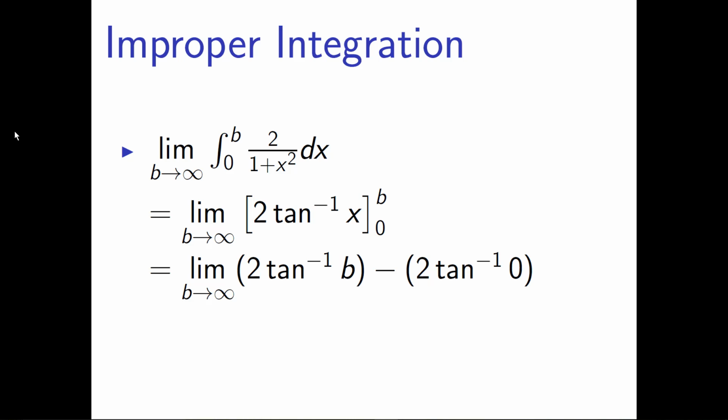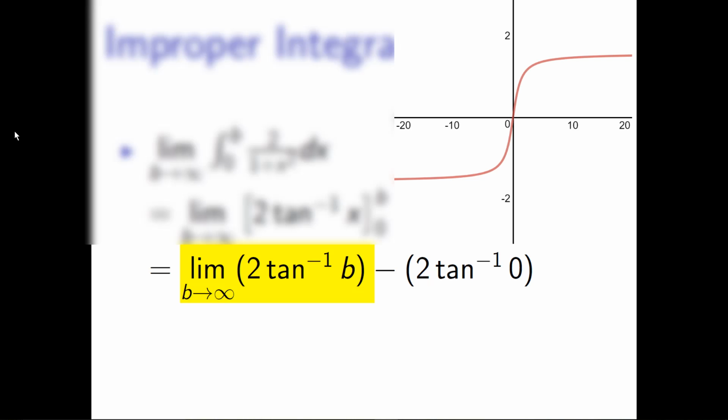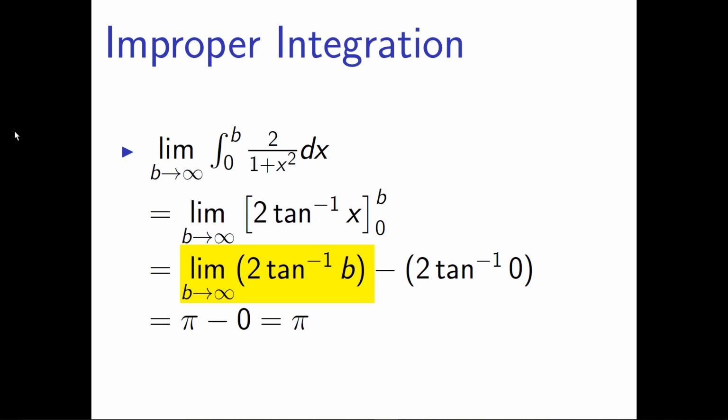But let's think about what happens as b goes to infinity to arctan, and take a quick diagram of what arctan looks like. Remember, it's the graph of tangent but reflected in y equals x. It looks like this if we take just the one piece, and it appears that as b goes to infinity, arctan goes to pi over 2. It's about 1.57 there. We multiply that by 2, we get pi, so we have pi minus 0, and sure enough that's pi. That's what it looked like our values were heading towards on the previous page.